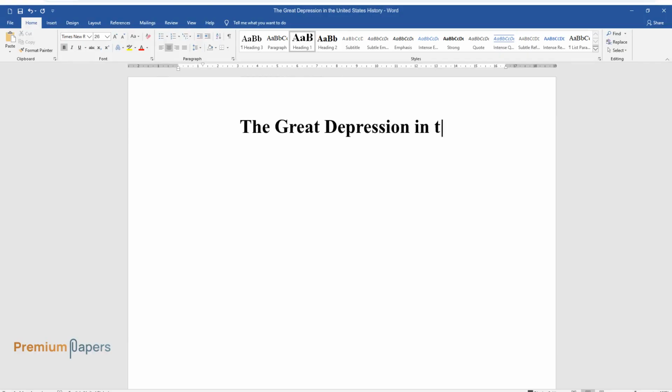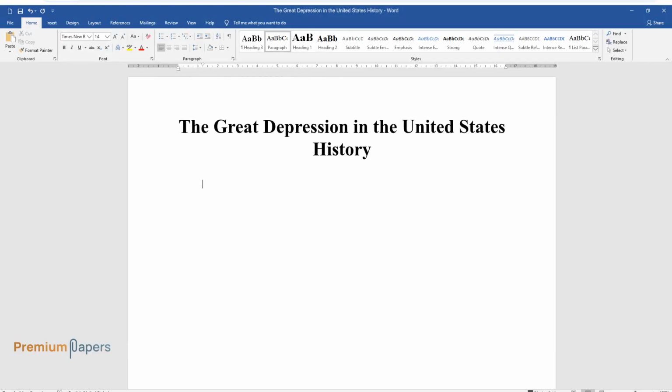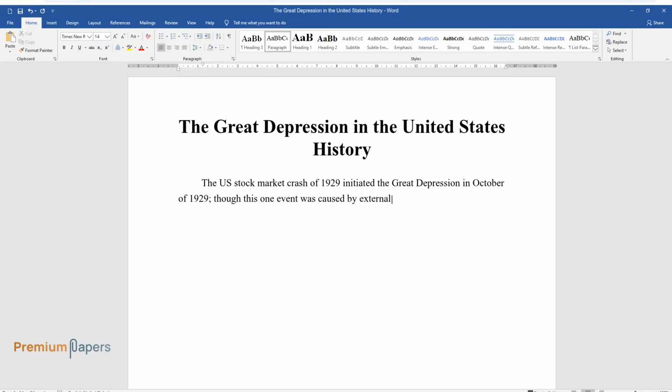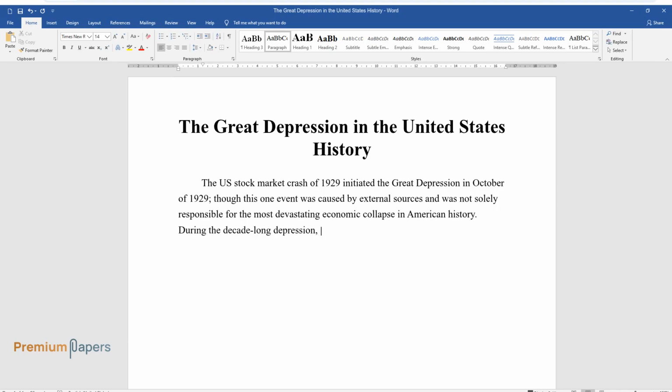The Great Depression in United States history. The U.S. stock market crash of 1929 initiated the Great Depression in October of 1929, though this one event was caused by external sources and was not solely responsible for the most devastating economic collapse in American history. During the decade-long Depression, many lost their businesses, jobs, homes, savings, and in most cases, hope.